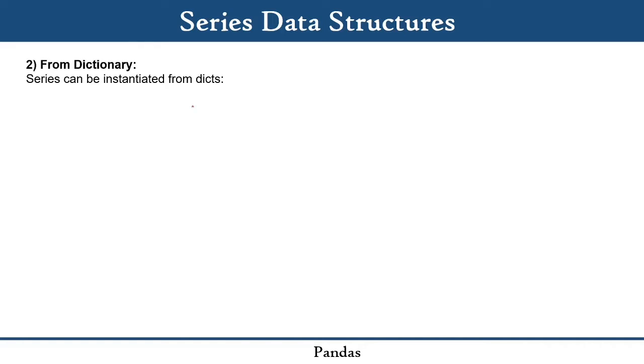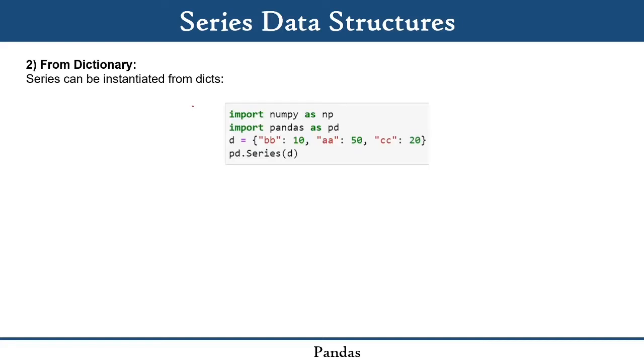And let us consider a small piece of code given below to understand the concept of how we can generate series data from a dictionary. Here I'm going to take a dictionary as the input data. In the dictionary D, which consists of 3 pairs, BB is a key and the corresponding value is 10. Similarly for the second pair and the third pair of data.